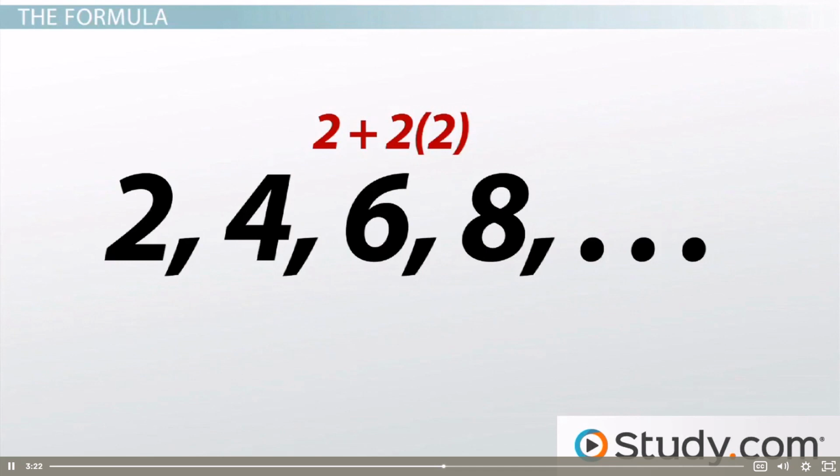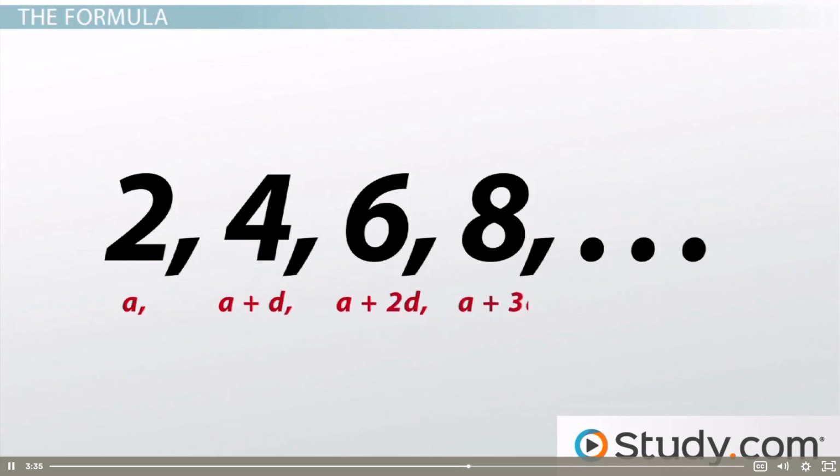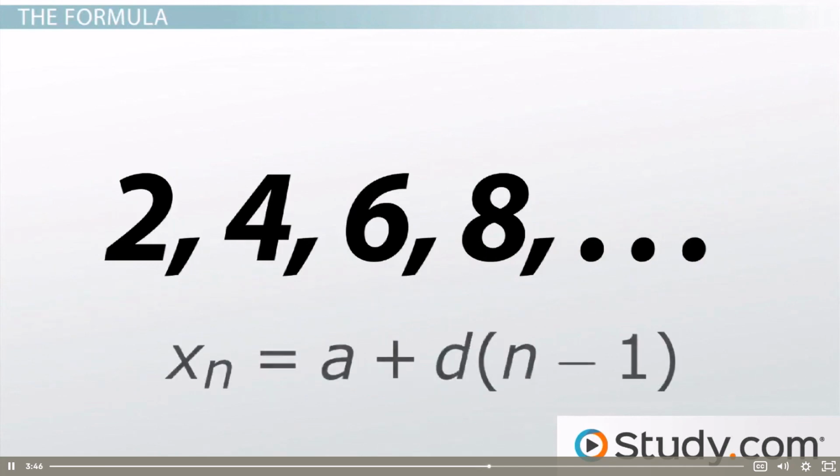Once to get from the first term to the second, and then once more to get from the second to the third term. If we label A as our first term and D as our common difference, our arithmetic sequence would look like A, A plus D, A plus 2D, A plus 3D, and so on. If n represents the location of a number in this sequence, then the formula to find any number in our sequence is x sub n equals A plus D times n minus 1.